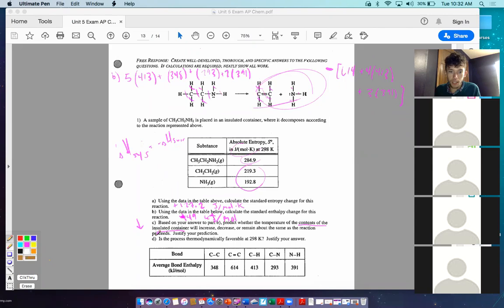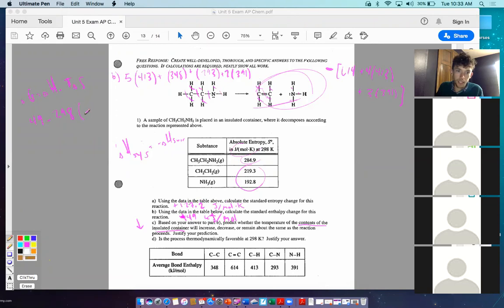Part D, is the process favorable at 298? Justify your answer. To do that, I have to figure out a delta G. Delta G equals delta H minus T delta S. I found delta H, I found delta S, so I can just plug and chug with 298 right here. So 49 minus 298, I have got to be careful with my units. This is in joules. My delta H here in part B, the 49, is in kilojoules. So I need to convert this value to kilojoules.